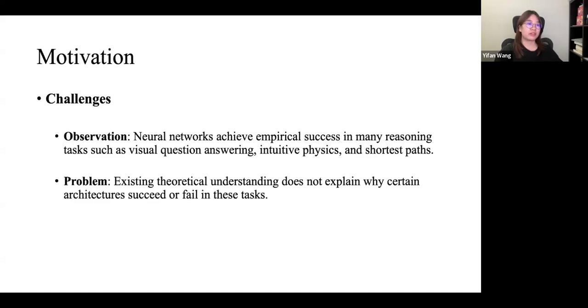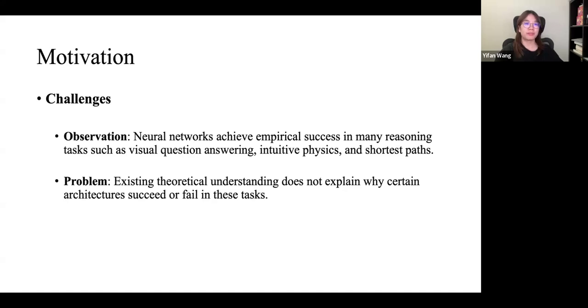We start by identifying the challenges in understanding the reasoning abilities. Neural networks have demonstrated empirical success in various reasoning tasks, like visual question answering, physics questions, and popular computer science problems like shortest path problems. However, there is a problem. While neural networks perform well on some tasks, they fail on others.